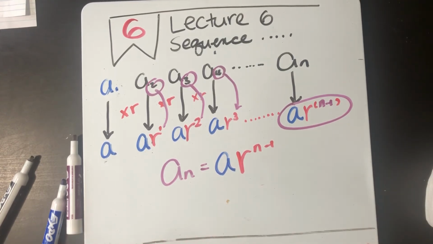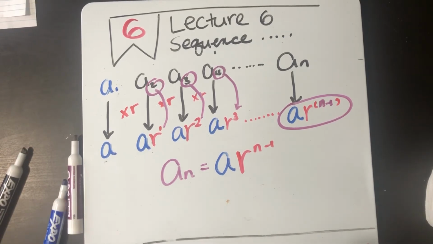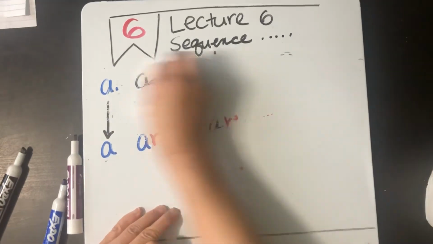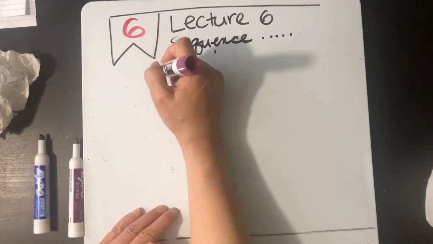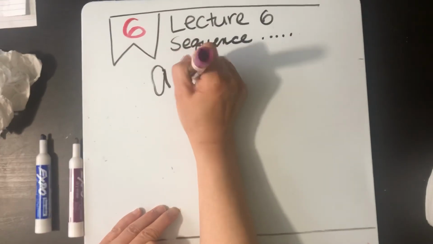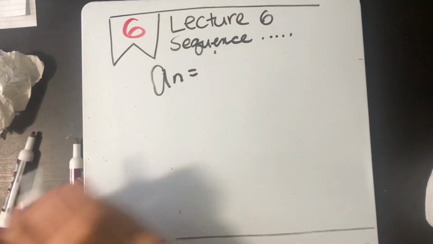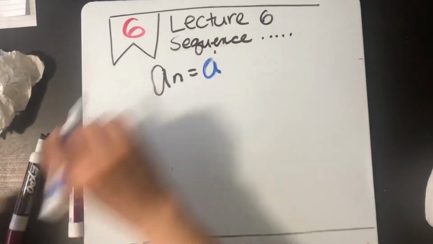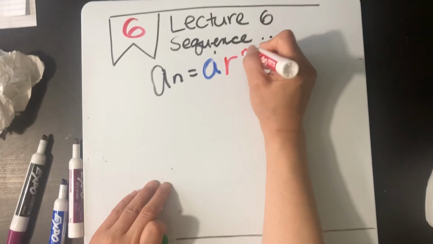Now, I want to say something here. Let me erase this. So, you understand that, right? Let me write that again. AN, what did I do? The first term is A. This is the first term. Ratio, and then N minus 1.